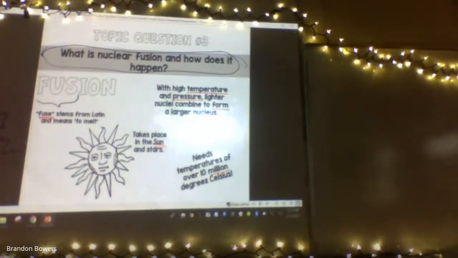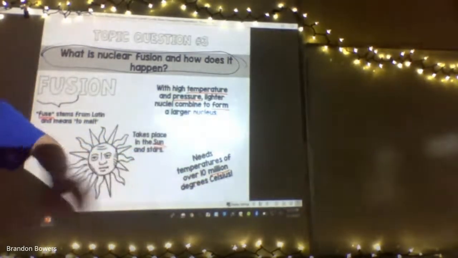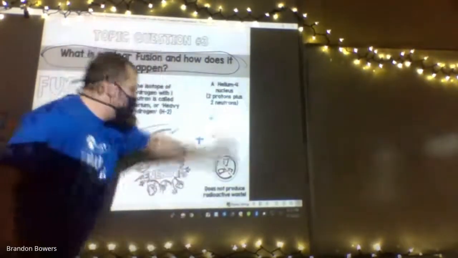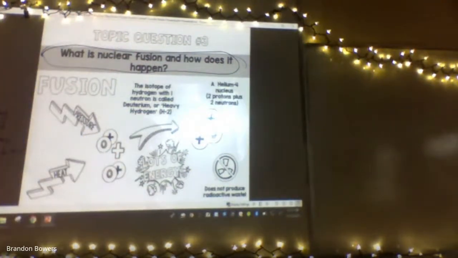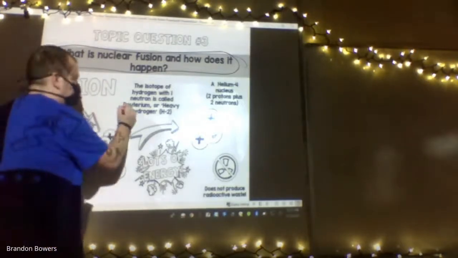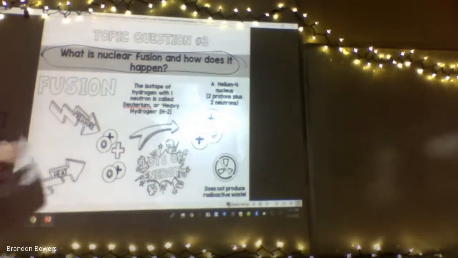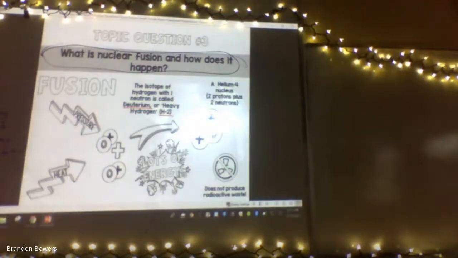All right. Everybody have these words written down? Sweet. Now, this is how fusion works. Okay? So, the isotope of hydrogen with one neutron is called deuterium, or heavy hydrogen. The hydrogen with one neutron is called H2.